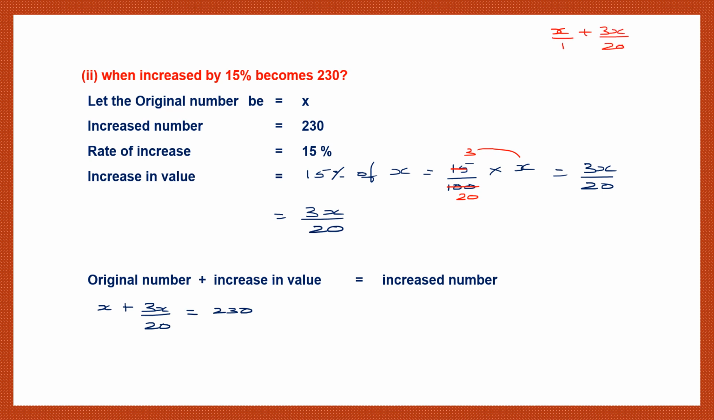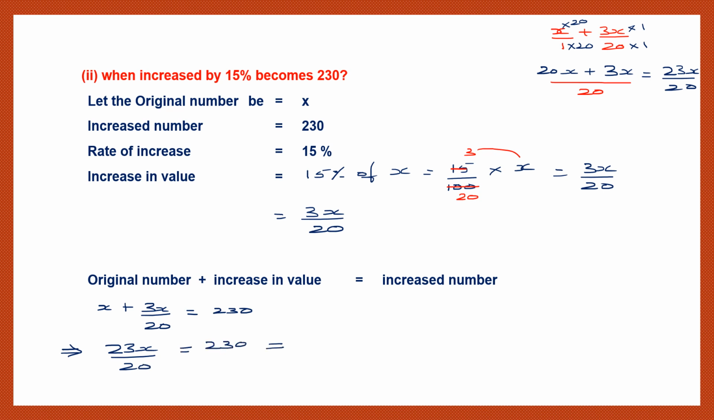Let's work that out. X plus 3x by 20. The denominator here will be 1. The LCM will be 20. So this will be 1 into 20. So multiply this also by 20. 20 into x is 20x plus 20 into 1 is 20. So 3x into 1 is 3x. So now 20x plus 3x is 23x by 20. So we have worked out this part. And what did we get? 23x by 20. So let's write that there as a linear equation. 23x by 20 is equal to 230.